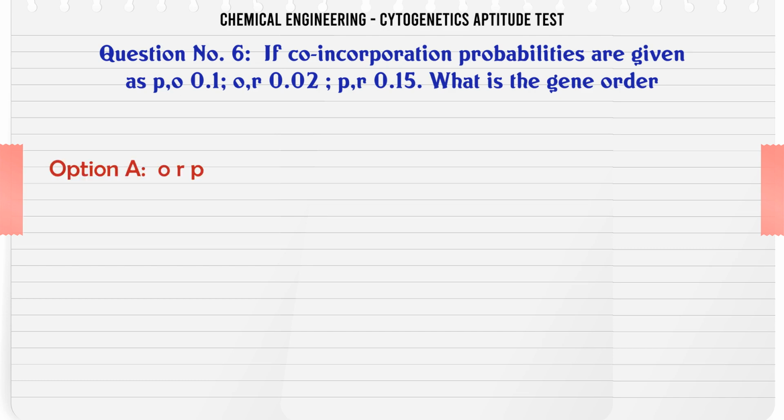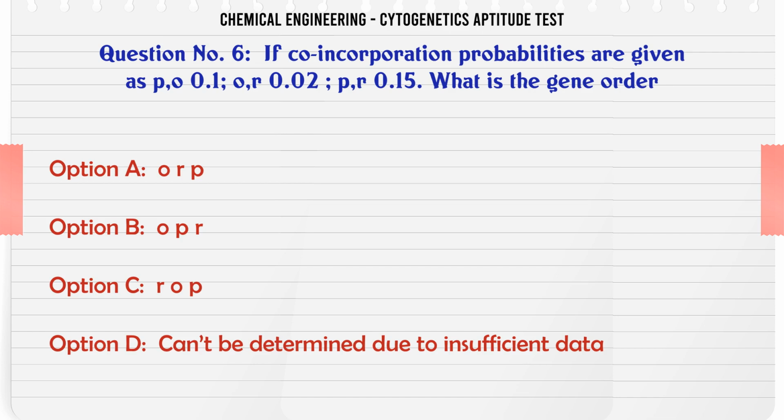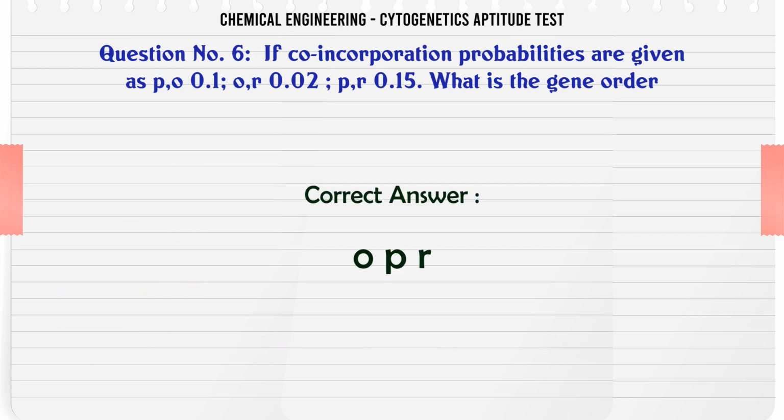If co-incorporation probabilities are given as O-P 0.1, O-R 0.02, P-R 0.15, what is the gene order? A. ORP. B. OPR. C. ROP. D. Cannot be determined due to insufficient data. The correct answer is OPR.